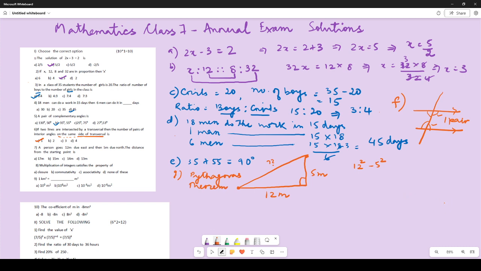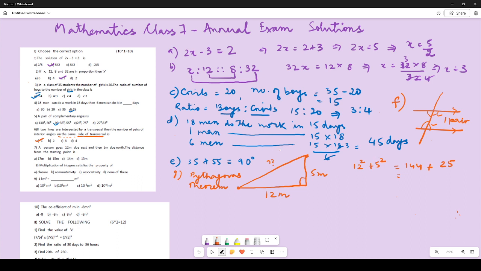So what we have over here is 12 square minus 5 square. So that is 144 minus 25. 12 square minus 5 square. So that, 12 square plus 5 square. Where is my cursor? Okay. 12 square plus 5 square.